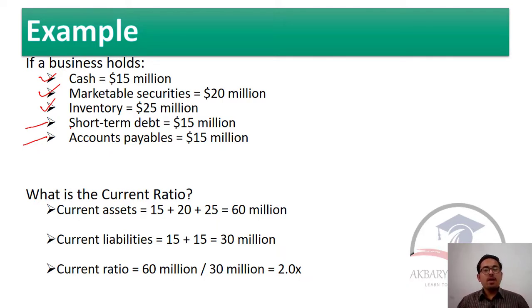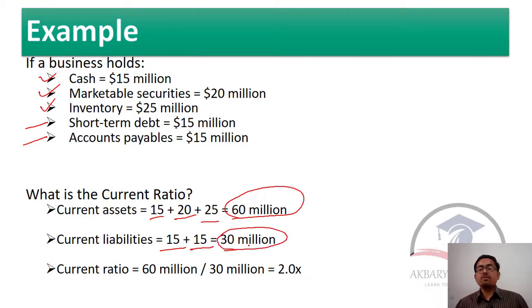Simply, we add the cash plus the marketable securities plus the inventory to give us the 16 million of current assets, and divide that by the current liabilities, which is 15 million of short-term debts and 15 million of accounts payable, which gave us the 13 million current liability. When we divide these together, it gives us a ratio of 2.